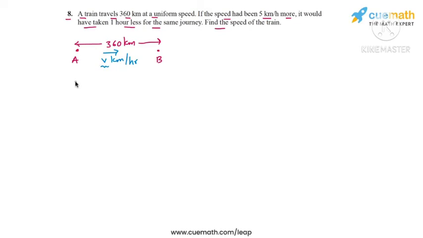So the normal time taken by the train will be 360 by v, distance by speed. So 360 by v hours. But this problem also says that if instead of going at v kilometers per hour, the train had gone slightly faster at v plus 5 kilometers per hour, then the time taken would have been 1 hour less. So at v plus 5, the train would have taken 360 by v plus 5 hours, distance by speed again. And what the problem tells us is that this time is 1 hour less than this time.